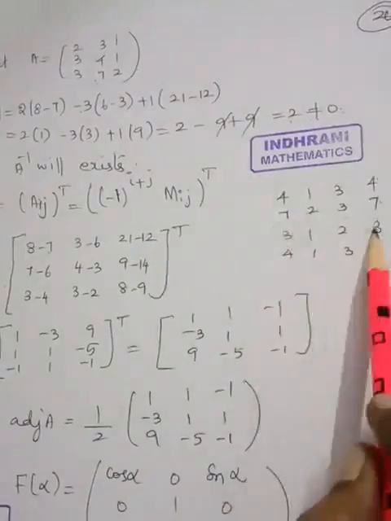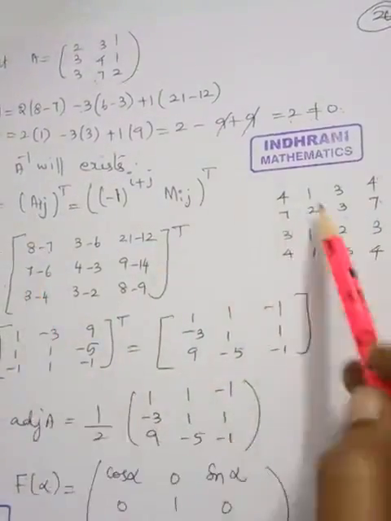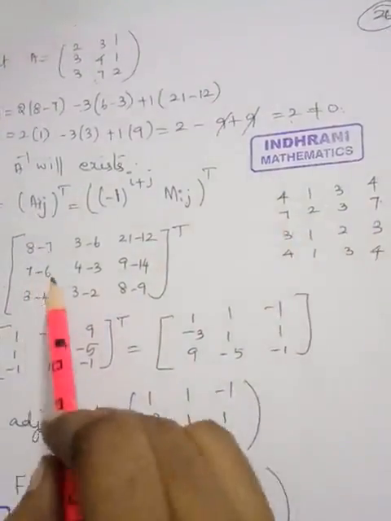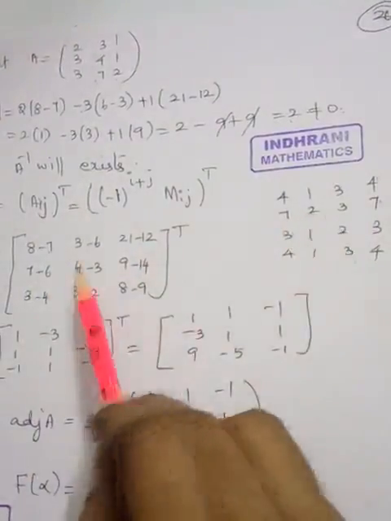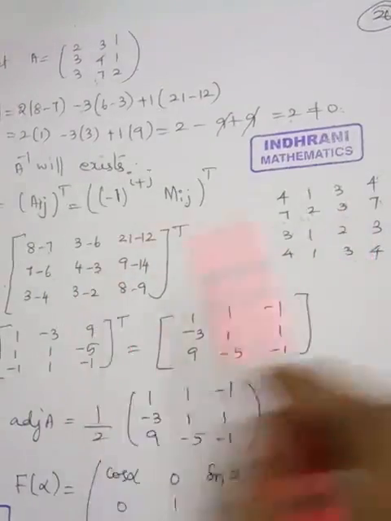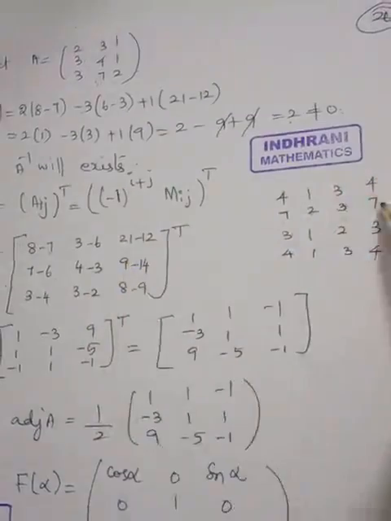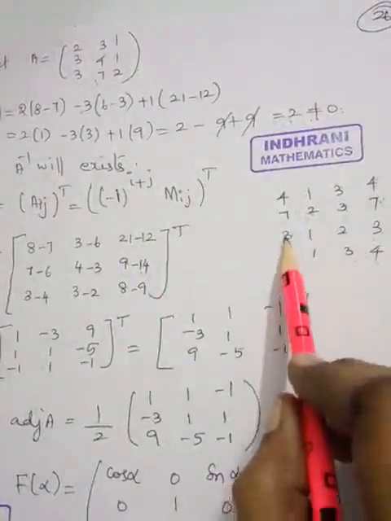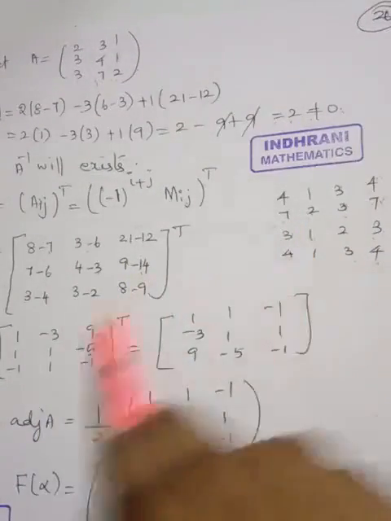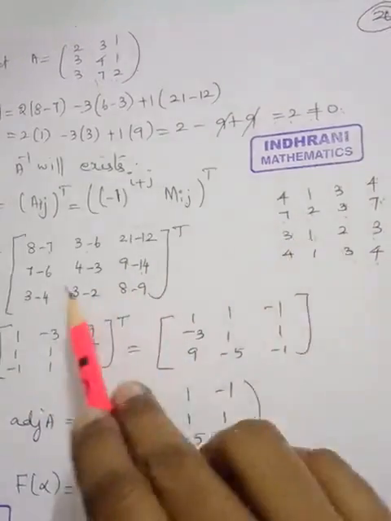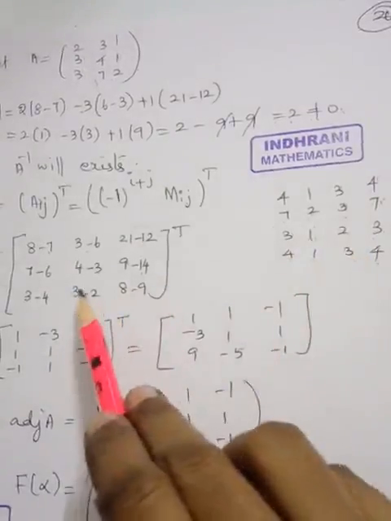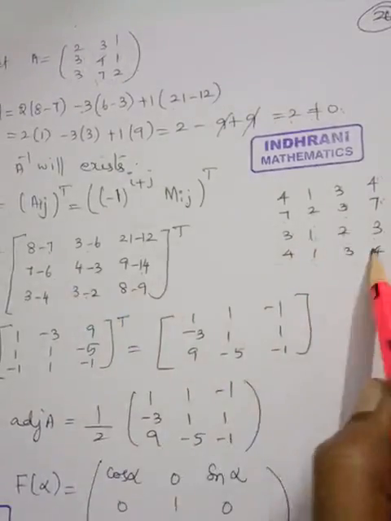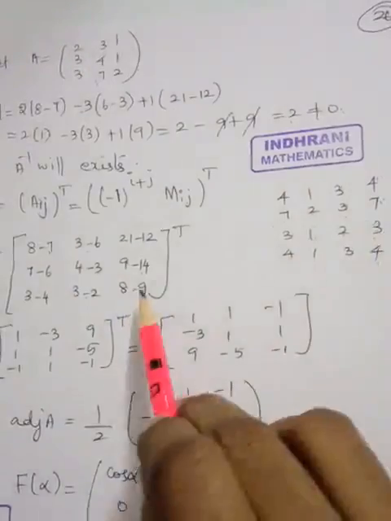Similarly, for the second and third row, 7 into 1 is 7, 3 into 2 is 6, minus 6. 2 into 2, 4, minus 3 into 1 is minus 3. 3 into 3, 9, minus 7 into 2 is 14. Then the third and fourth one, 3 into 1 is 3, minus 1 into 4 is 4. 1 into 3 is 3, minus 1 into 2 is 2. 2 into 4 is 8, minus 3 into 3 is 9.